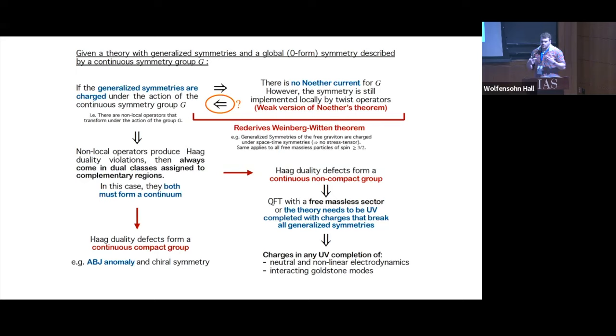In this case, this is an example of the ABJ anomaly and the chiral symmetry, where the chiral symmetry acting over the fermions or the pions locally also transforms the 't Hooft loops. And there's a more general case, which is the most common one, where the Haag duality defects form a continuous non-compact group. In this case, we can prove that the theory is necessarily free, or it has to be completed with charges that break down all generalized symmetries. This, for instance, implies that there should be charges in any UV completion one can find for nonlinear electrodynamics or interacting Goldstone boson theories.